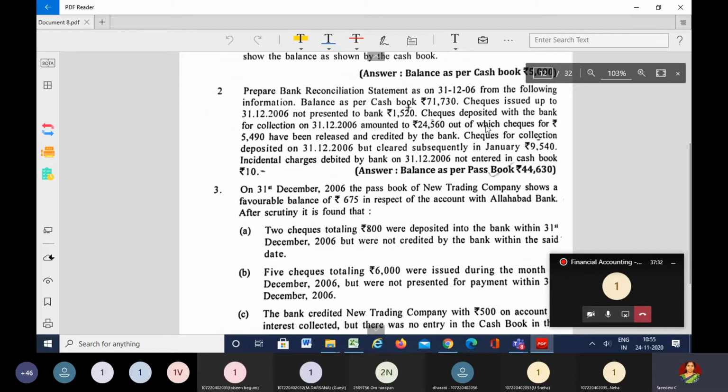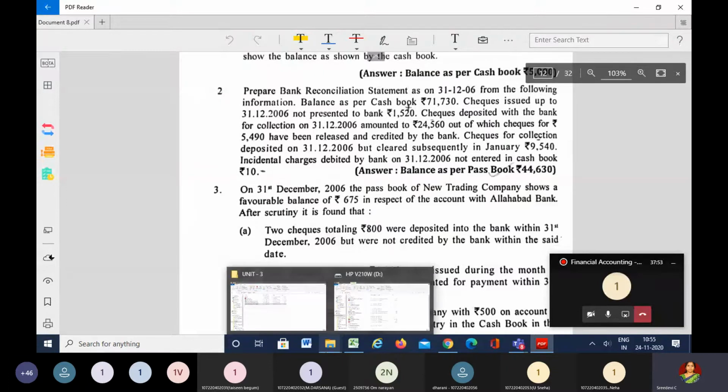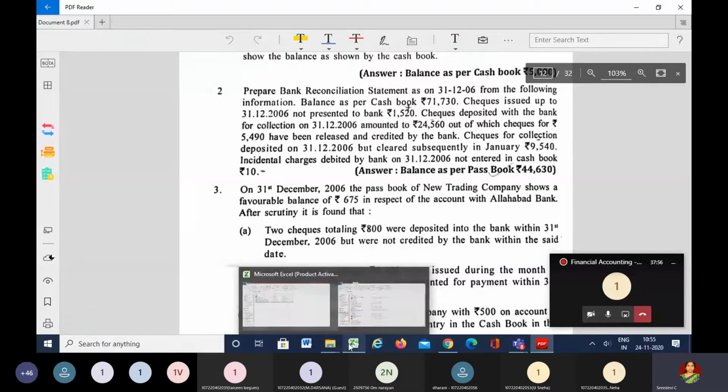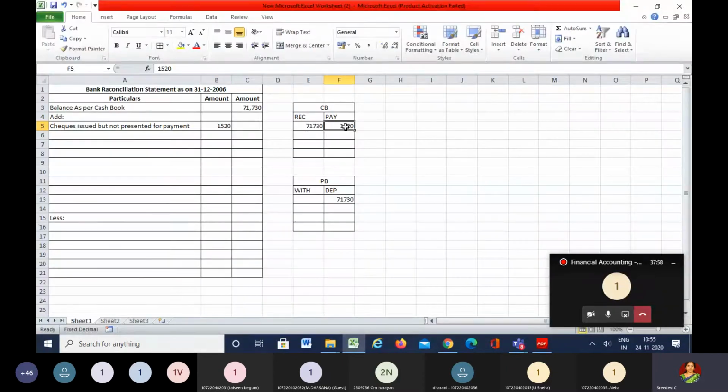24,560, but out of which checks for rupees 5,490 have been released and credited by the bank. So please try to remember this amount. Here the amount of the check is 24,560, which has been deposited in the bank, but out of which only 5,490 has been credited by the bank. Now, because we have already done with the first one, now coming to the second one.